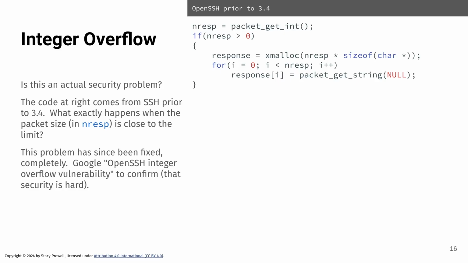Well, what happens? We allocate almost no space, right? We overflow, so instead of allocating some really big amount of space, we allocate a tiny amount of space. But then we still read in the total large number of responses into memory. That feels like it's probably a problem, and in fact, it's a big problem.